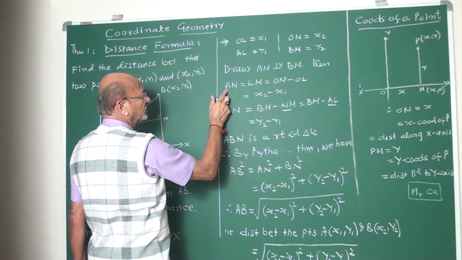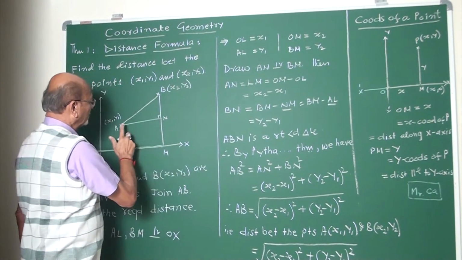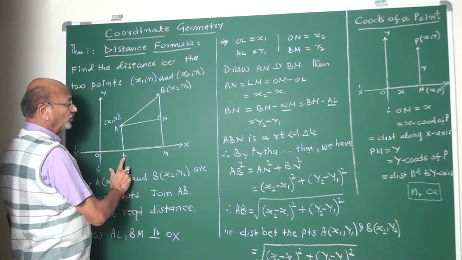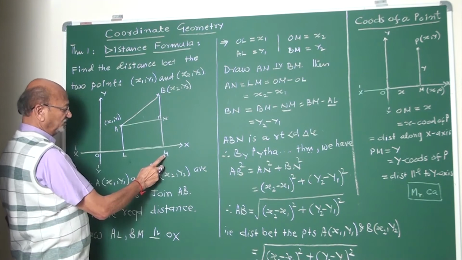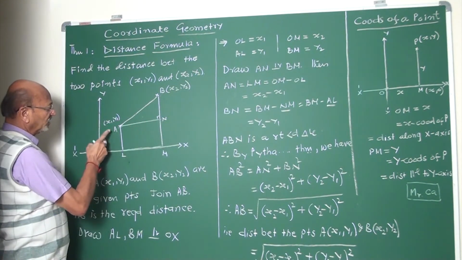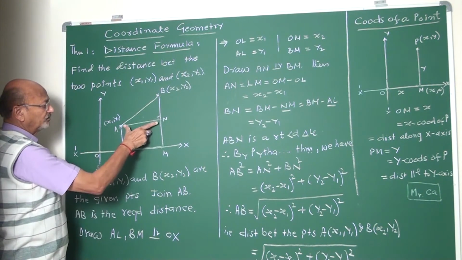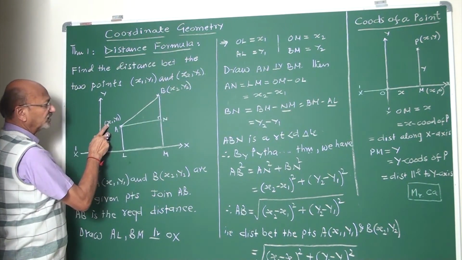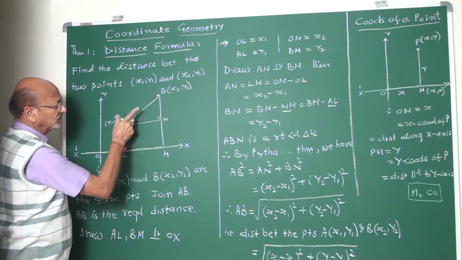Therefore, my friend, AN is LM. LM is what? OM minus OL. OM is x2, OL is x1. Therefore, this distance is the bigger minus smaller, x2 minus x1.